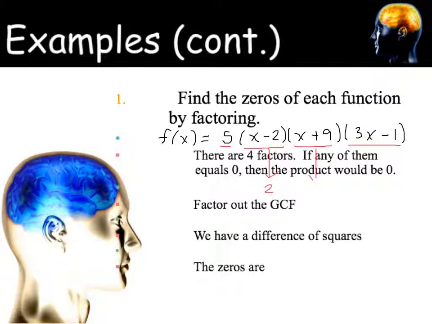If x plus 9 were equal to 0, again, we'd get a product of 0. So solve for x, and we'd get x is equal to negative 9. And finally, if 3x minus 1 were equal to 0, then we would have the polynomial equal to 0 as well. And to solve for x, we'd have to add 1 to both sides, and then divide by 3. And so we'd find a third zero of this particular polynomial is x is equal to 1/3.